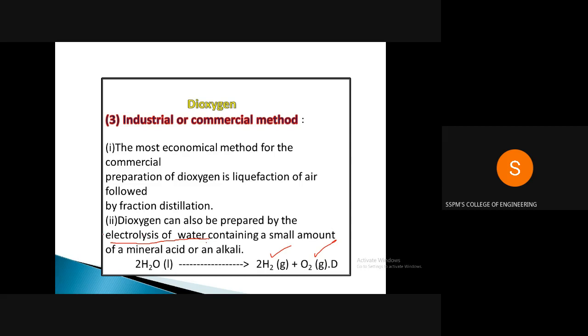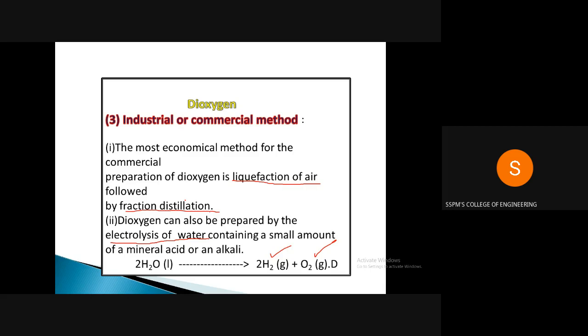Electrolysis: electro means electrons are passed, and lysis means breakdown. So water molecules will break into two elements, hydrogen and oxygen. This oxygen will be collected and it is commercially used. So the industrial or commercial methods are electrolysis of water, or liquefaction of air followed by fractional distillation. Liquefaction of air followed by fractional distillation is also a commercial method to form dioxygen.